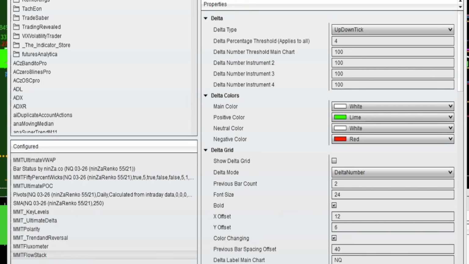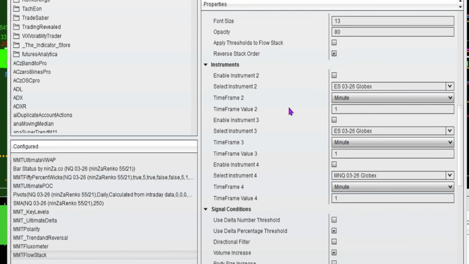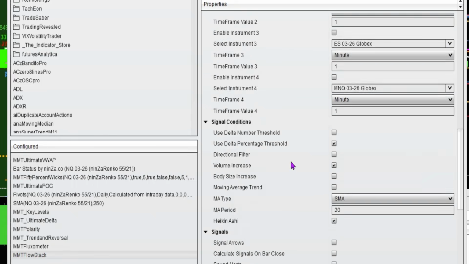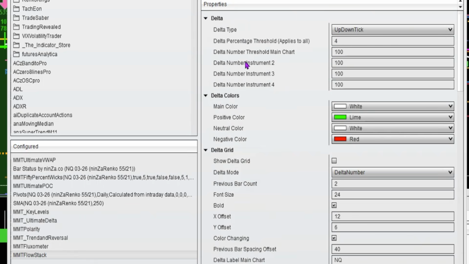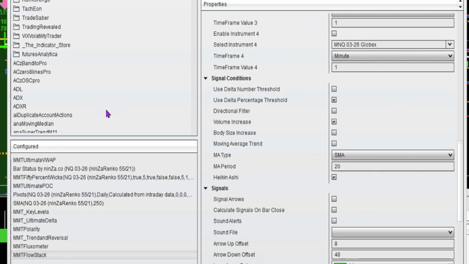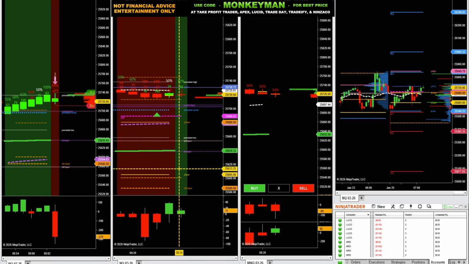So on the flow stack RENKO chart, I changed a couple things. I turned the delta grid off. I'm not using any additional instruments or time frames. And for the signal conditions, I've got the use delta percentage threshold activated. I've got the volume increase activated and the Heiken Ashi. And then for my delta percentage threshold, I've got a number 4. So those are the differences on the RENKO chart versus my 1 minute chart that I copied. Everything else is the same with the master flow chart template setup.